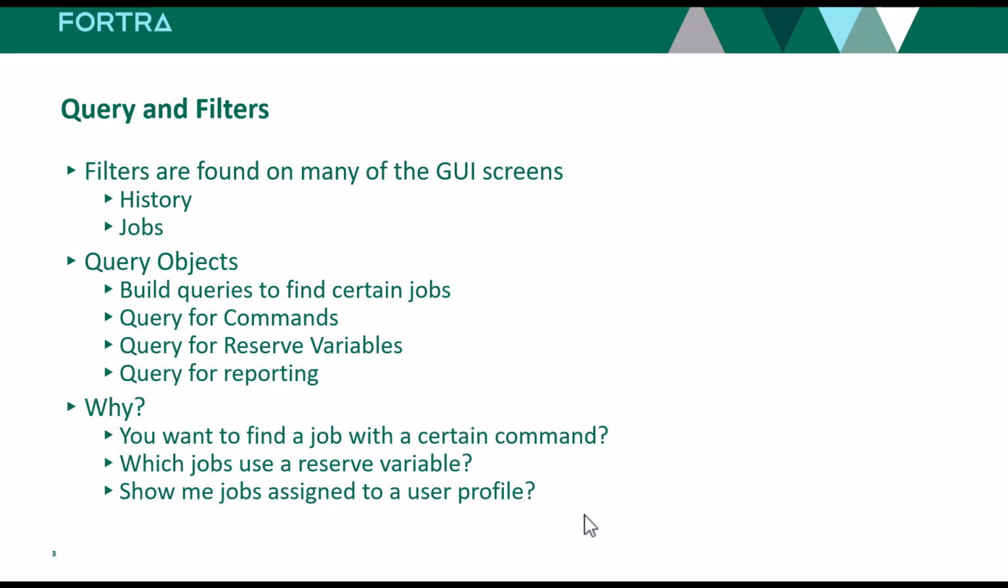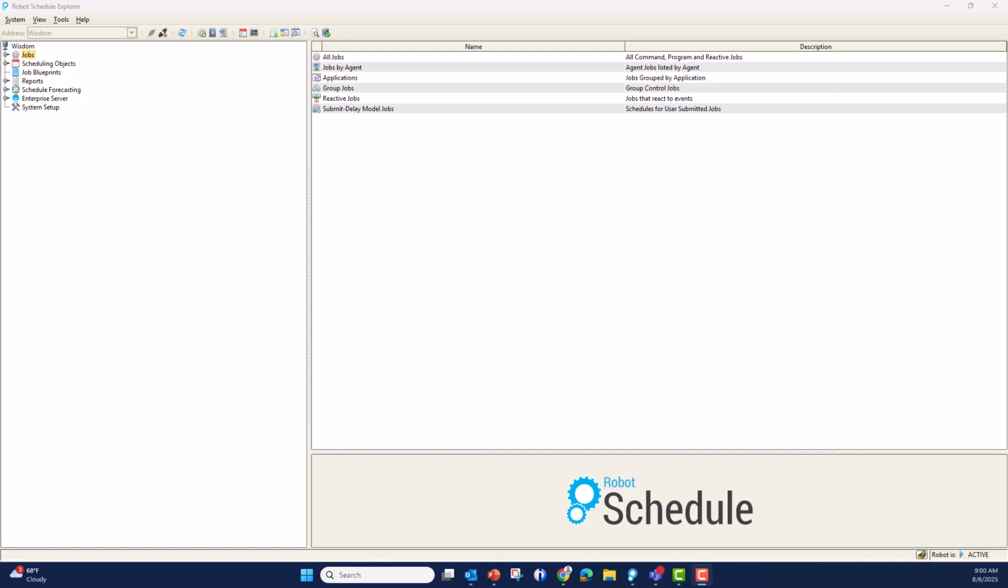Which jobs use a certain reserved variable? You can query parts of reserved command variables. You want to show the jobs assigned to a certain user profile or some other work management object. Queries are very helpful for finding your Robot Schedule jobs. So from the GUI today, we're going to show you how to use the query objects and the filter function. Let's start with filters first.